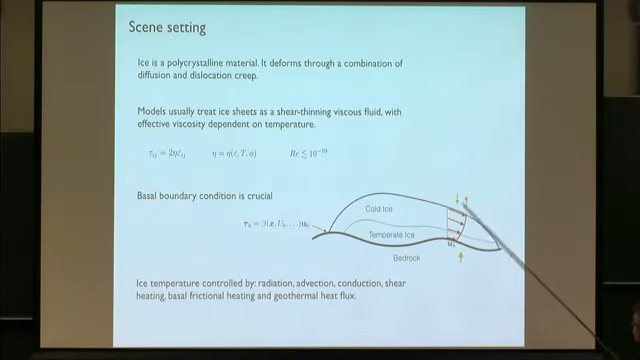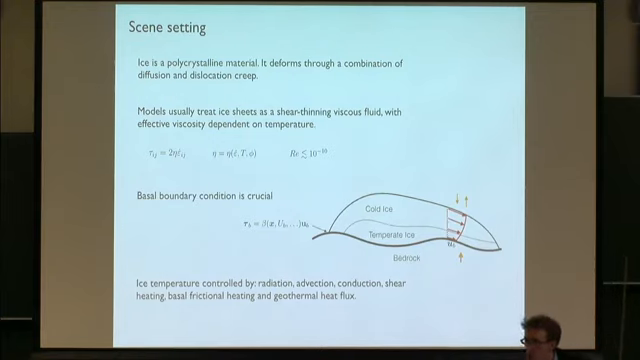We have radiation at the surface. We have advection and conduction in the motion of the ice and in the heat conduction through it. Shear heating is very important because the ice is deforming. You have friction at the base, and you have geothermal heat flux from underneath, which is making it warm. And all of these things need to be worried about when you try and determine the temperature of the ice, and when you start worrying about it partially melting, which I'll do later on.